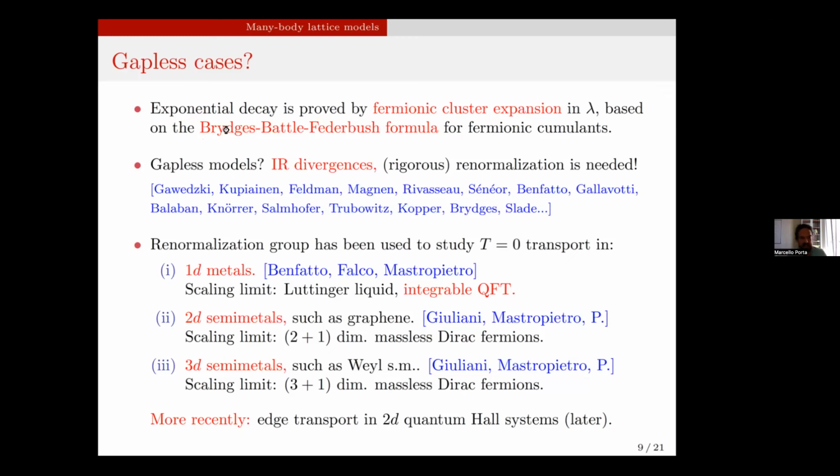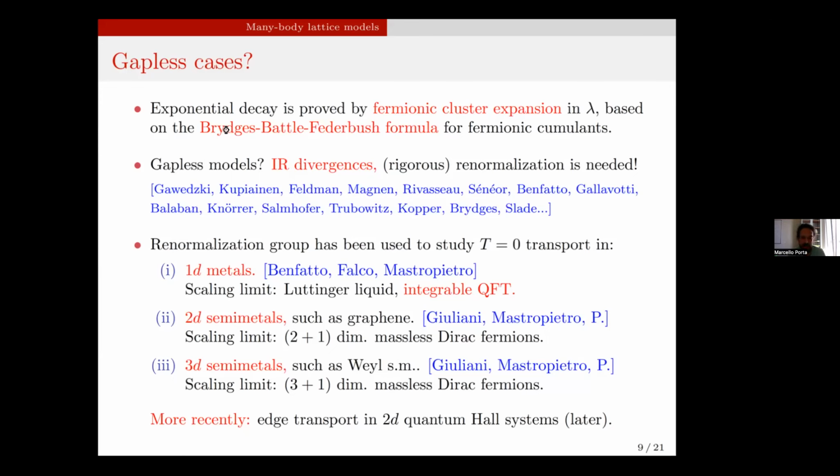So this is nice, and it's useful for gapped systems, so for describing insulators. But as it is, you cannot directly apply it to studying gapless models because of infrared divergences. So this perturbation theory, if the single particle Hamiltonian does not have a spectral gap, is very badly behaved when temperature goes to 0 and volume goes to infinity.